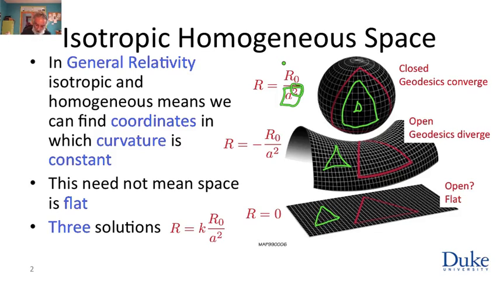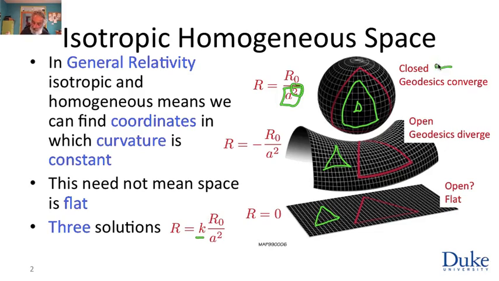So we parameterize these three solutions as k times R0 over a squared, where k equals +1 for a surface of positive curvature, k equals -1 for a surface of negative curvature, and k equals 0 for a flat universe, in which case R0 can be whatever you want because it's multiplying 0. And I described some properties of these three spaces here.